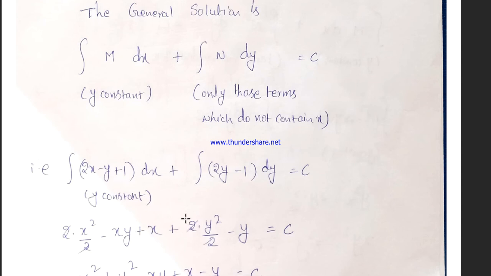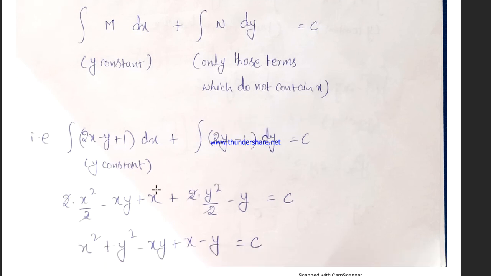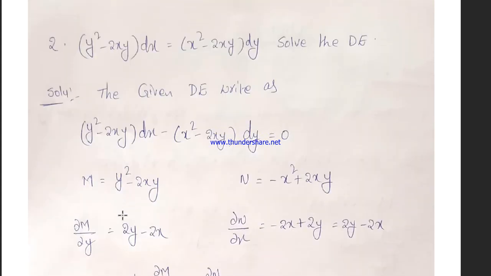So that is the first integral part, plus here 2y is there, we can find the integration with respect to y. So 2 into y square by 2 minus integral dy is y, and that is equal to c. Next, write it: 2 cancel, x square plus 2 cancel, y square minus xy plus x minus y equal to c. This is the required general solution for the given differential equation.